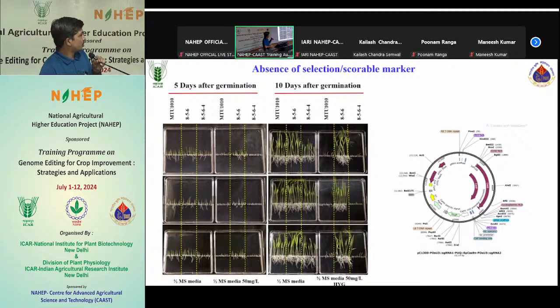This is 5 days after germination and this is 10 days after germination. If you see clearly, all the seeds grew very well under normal half MS media conditions. After 10 days in hygromycin, the MTU 1010 lines and the Cas9-free lines are not growing. Only the Cas9-positive parent is growing healthy in hygromycin media. It clarifies that these lines are free of hygromycin selection.